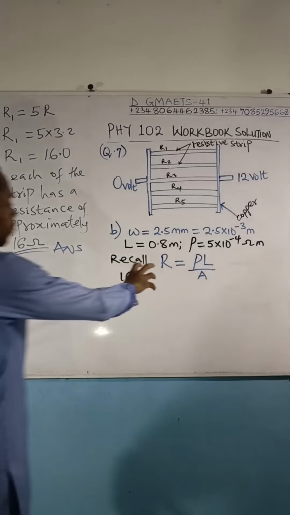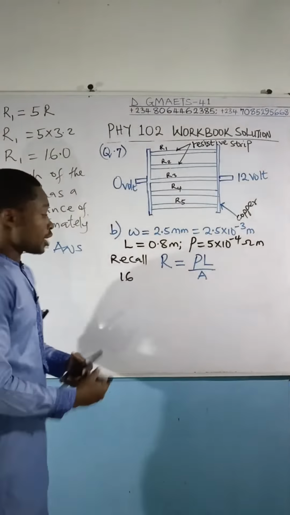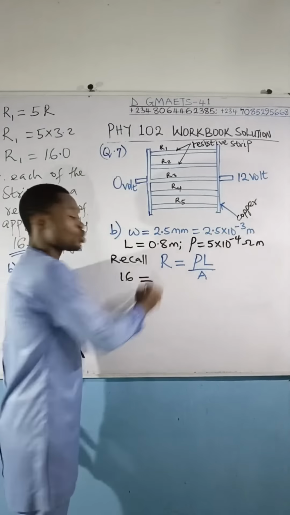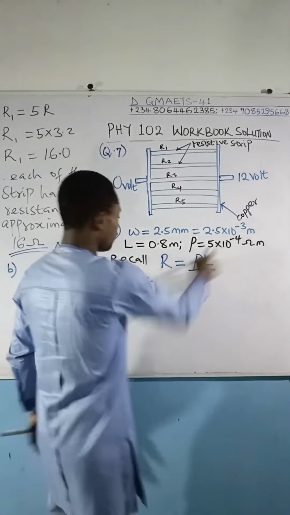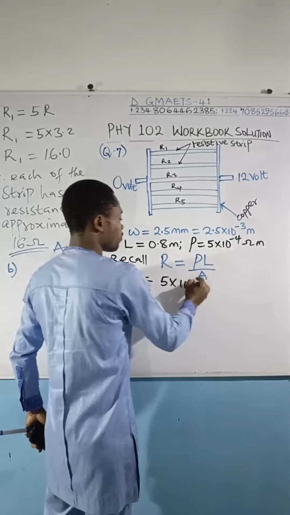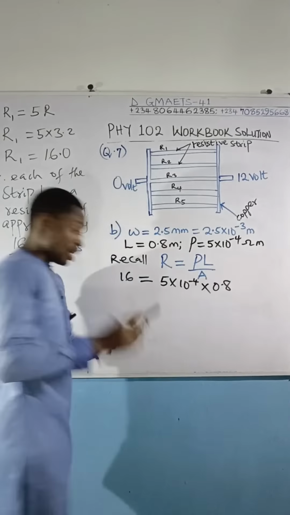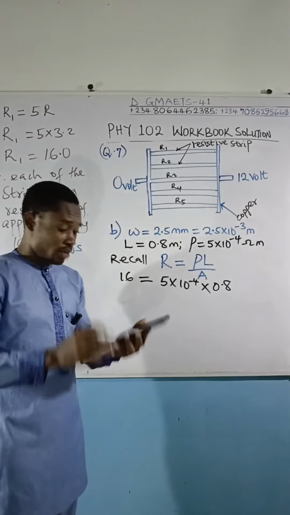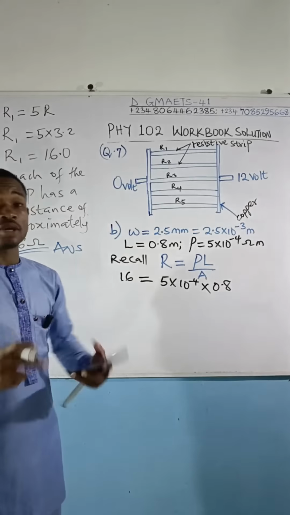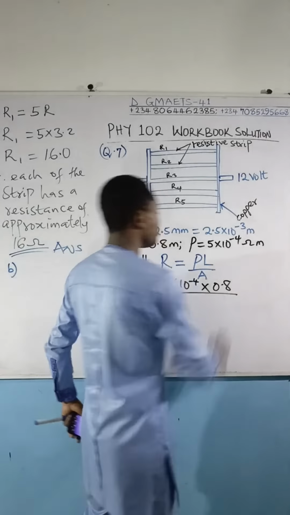So it's going to be 16. And that 16 will now be equal to the resistivity, which is given, is 5 times 10 to the power of minus 4, multiplied by the length, which is 0.8. I think the length is 0.8 given. Let me confirm still, it is 0.8. Good. Then we are now going to divide it by the area.